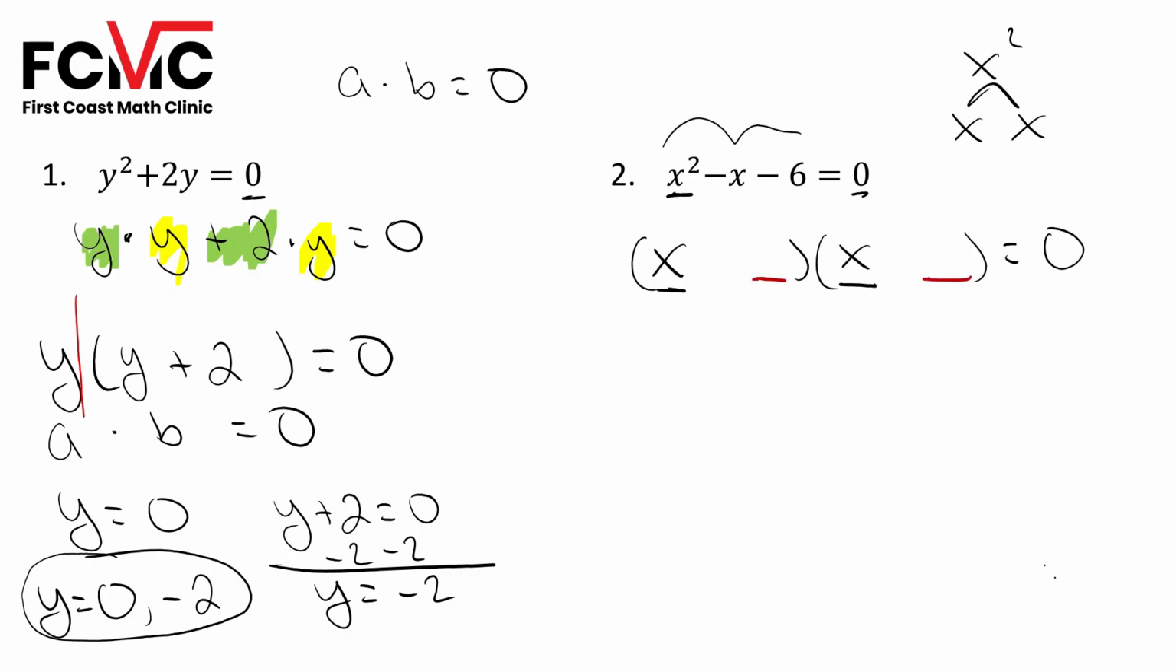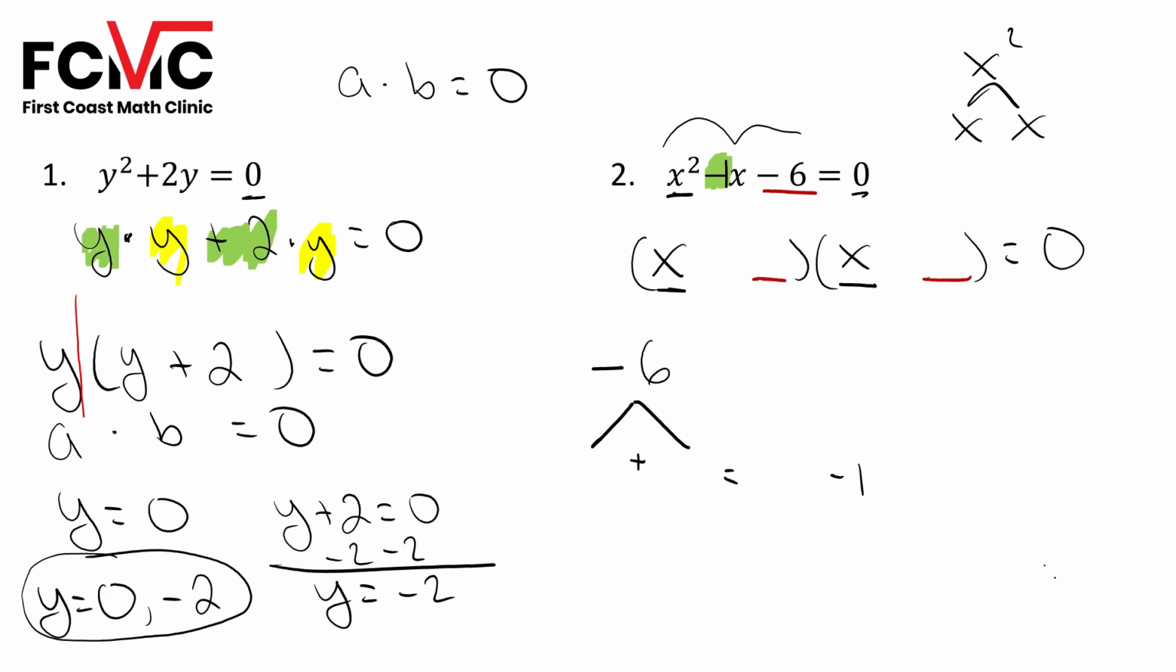The second term in our binomial is going to come from the minus 6. So we've got to factor that minus 6, or negative 6. So we want to find two numbers that multiply to negative 6. But our check is those two numbers have to add to this middle term, which is negative 1. So whatever two terms we get, we're going to add them up, and it should give us negative 1.